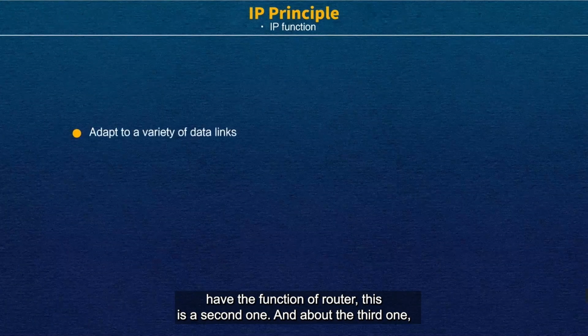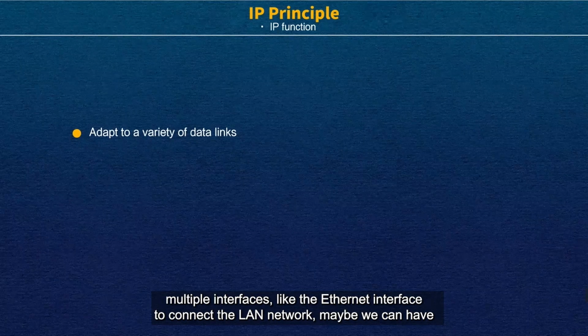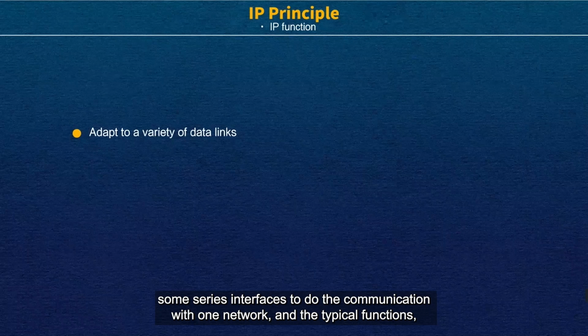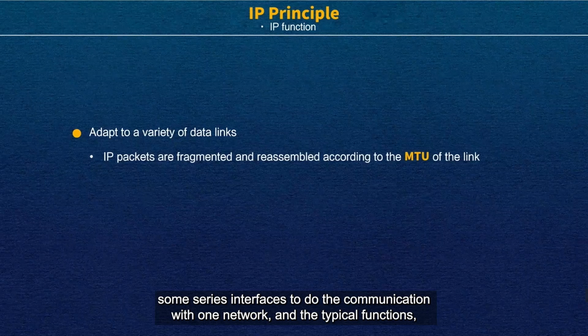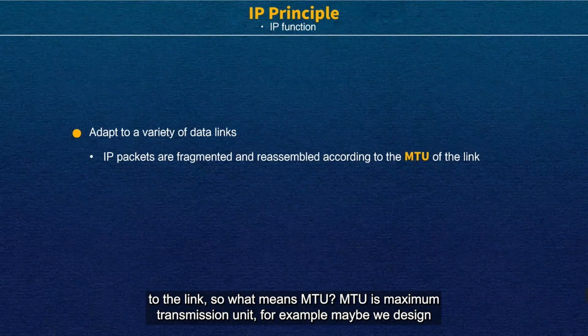And the third one, IP can adapt to a variety of data links. Because the router has multiple interfaces, like the Ethernet interface to communicate with the LAN network. Maybe we can have some serial interface to communicate with a WAN. And the typical function, the first one, is that IP packets are fragmented and reassembled according to the MTU of the link. So what does MTU mean? MTU is the maximum transmission unit.